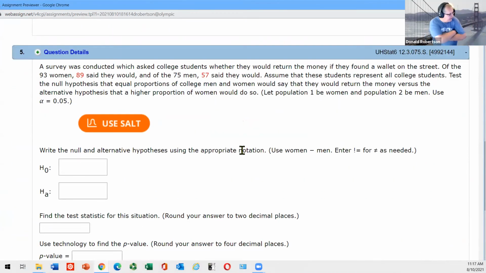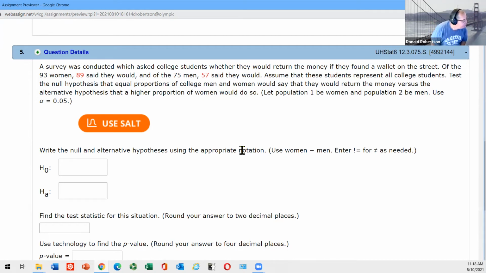Here we go. A survey was conducted which asked college students whether they would return money if they found it in a wallet. They've done this story in lots of ways. I recognize it. In this particular one, they're doing it as two populations: women and men, or self-identified women or men. Of the 93 women, 89 said they would. So I'm going to call population one women, and population two is men.